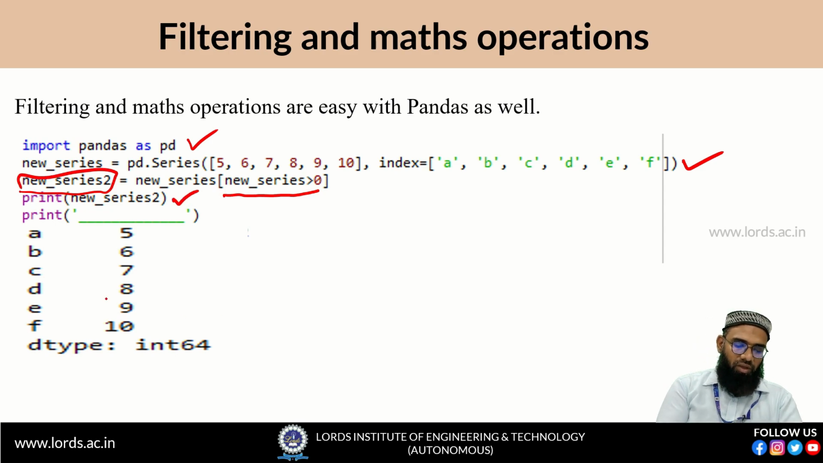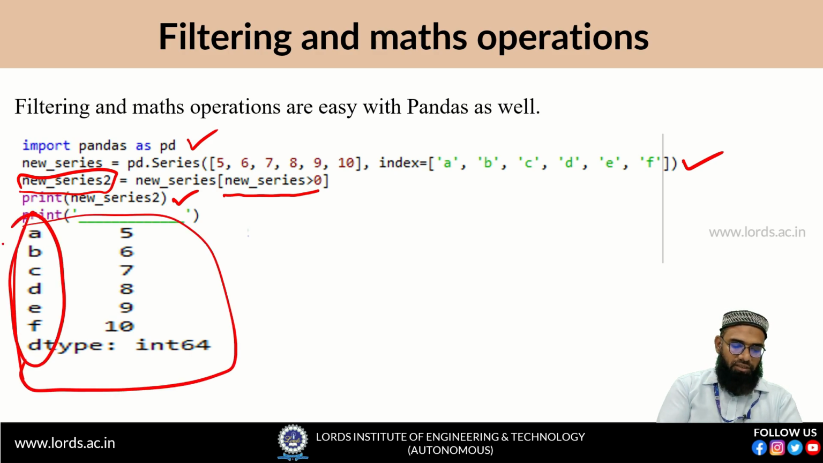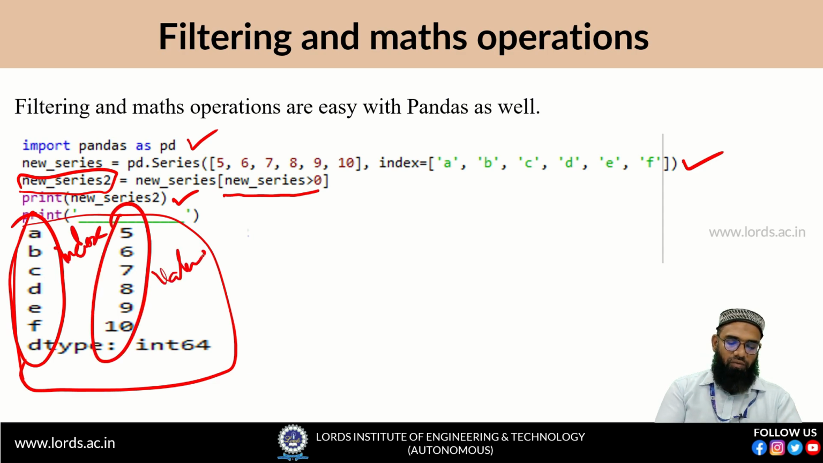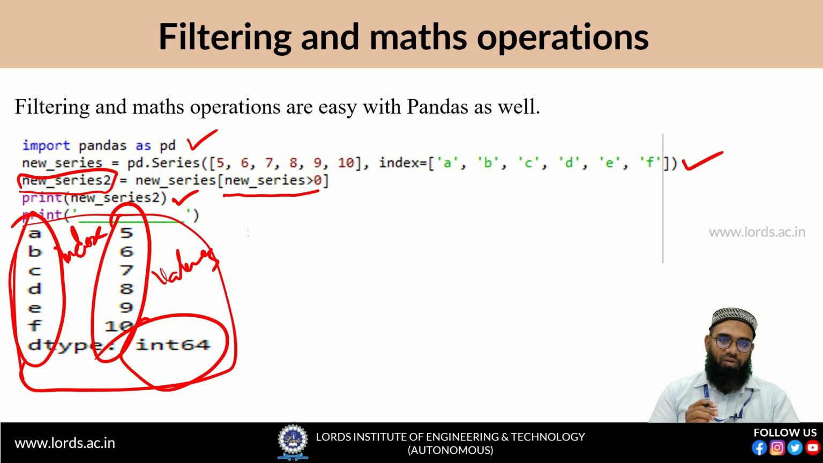Okay, new series 2, then we are printing the new series object. Now you can check here. So these are the indexes. The very first column will be index, and the next column will be your values, whatever values you have stored. So this is the way. And as I mentioned in the earlier slide, the series data type will be integer.